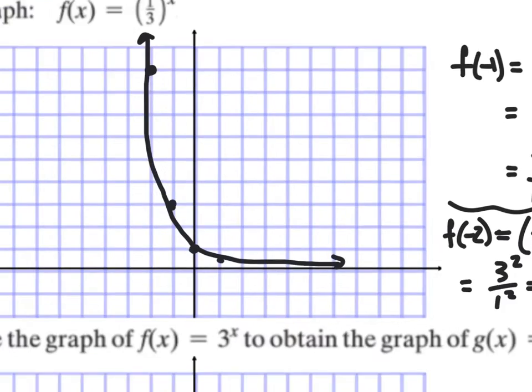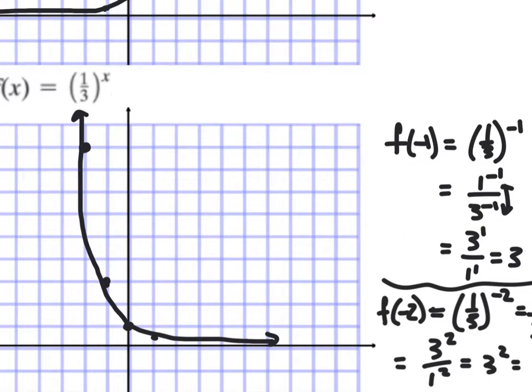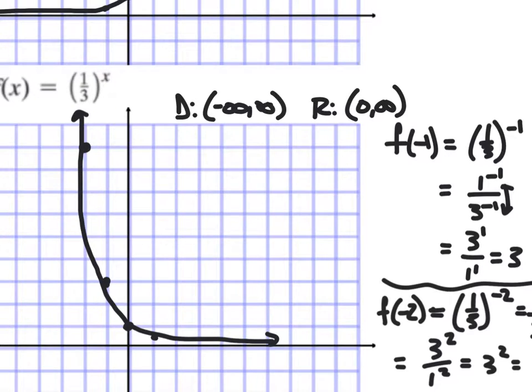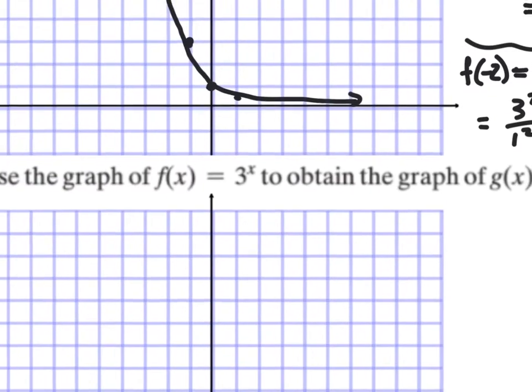Now let's talk about our domain here real quick. I'm going to write this up here. Our domain, again, is all real numbers, so -infinity to +infinity. And then our range values go from 0 to +infinity, okay? And that's what we're looking for. All right, now let's go ahead and take a look at this next one.